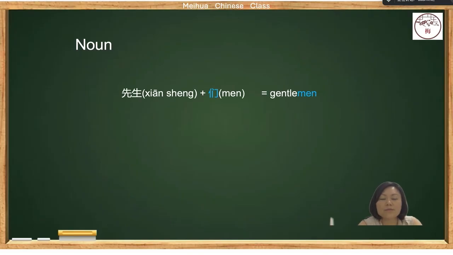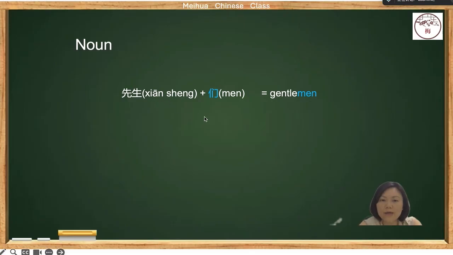Let's look at some examples. 先生,先生,先生们. Okay, usually in a meeting, the host or the guest, when they give a speech, they would begin the speech by saying, good morning, good evening, ladies and gentlemen. Here, ladies and gentlemen, we know it's a plural form, right?